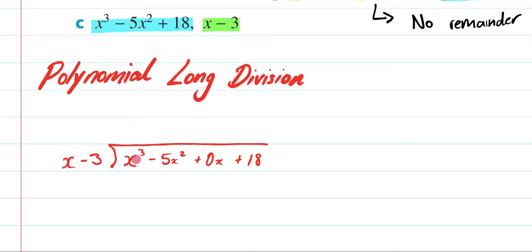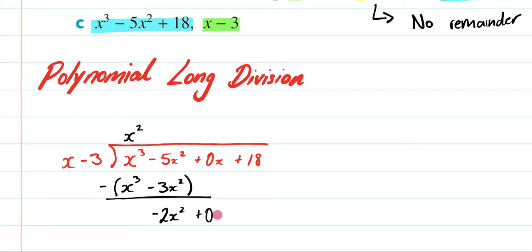How many times does x go into x cubed? It goes in x squared times. Then we multiply: x squared times x is x cubed. x squared times negative 3 is negative 3x squared. We are now going to subtract. These are going to go away. Negative and negative are going to become a positive, which means I'm going to be left with, just looking at the coefficients here, negative 5 plus 3. So that's going to be negative 2x squared. I then am going to carry down this term, which will leave me with that.